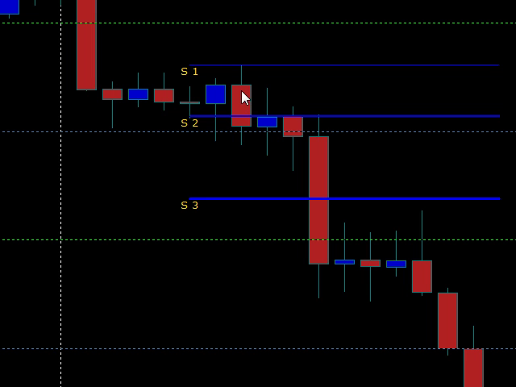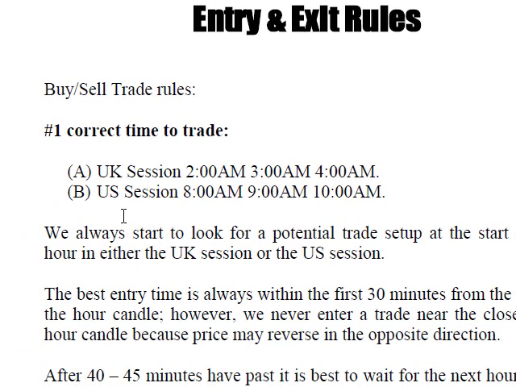Okay, and a lot of you are sending me questions about this, and it says it in the manual, and I can even show you in the manual. Right here, take a look here. Correct time to trade, UK session. So at the start of the 2 a.m. Eastern Standard Time, New York time, at the start of that candle of that hour, that's when you'll look for a trade. If no trade sets up within the first 40 minutes, like it says here on page 22 in the manual, then there's no trade.